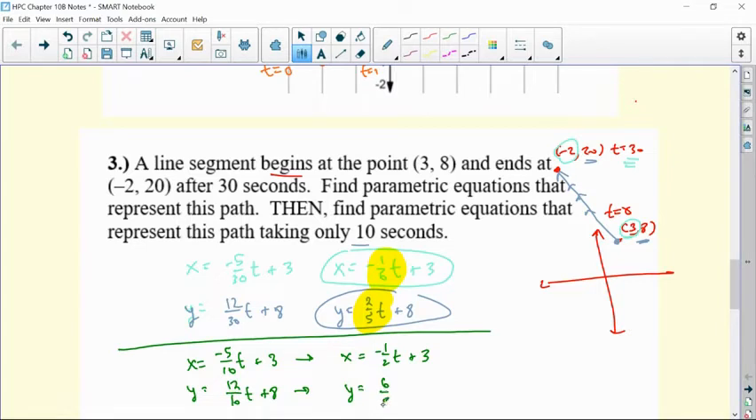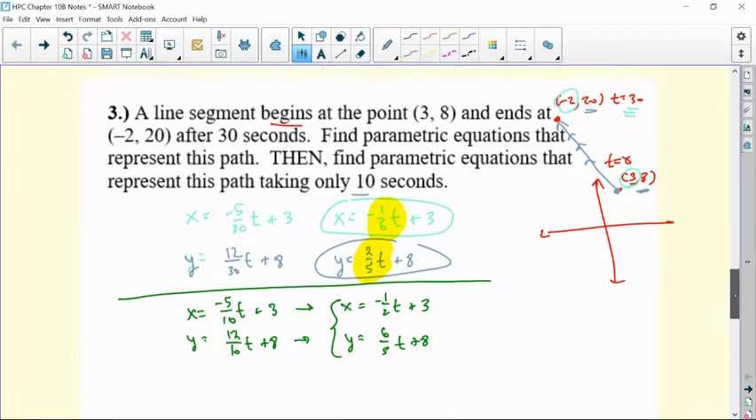So y equals 6/5 t plus 8. And again, together we need those in terms of the parameter. And if you put in, let's say, 10 seconds to each of these respectively, we should get the position (-2, 20). Okay, so linear functions aren't too bad.